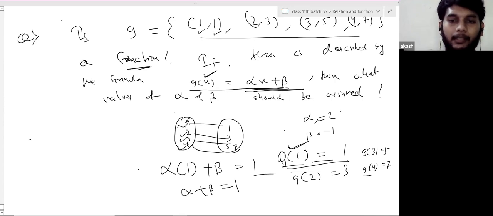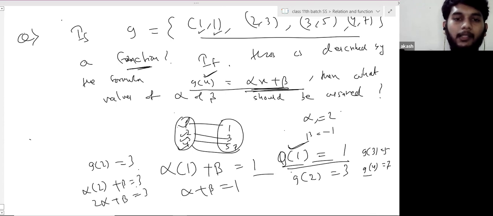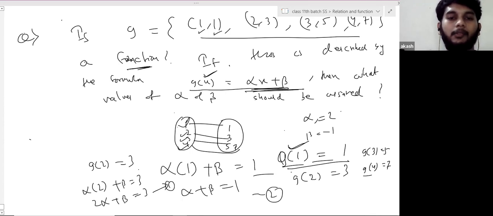Now you can take any other equation. g of 2 is equal to 3. So alpha into 2 plus beta equals 3. So 2 alpha plus beta is 3. So you have two equations. This is 1 and this is 2. Solve these two equations, you'll get the value of alpha and beta.